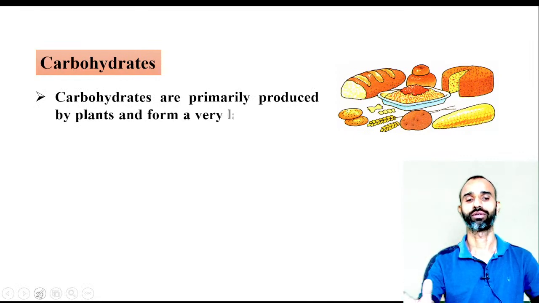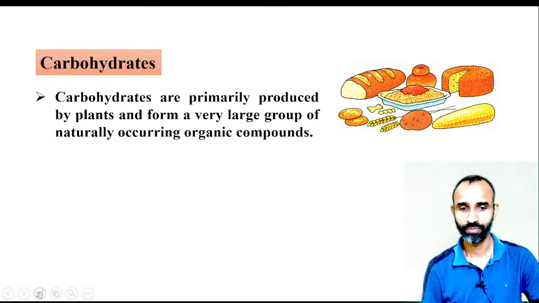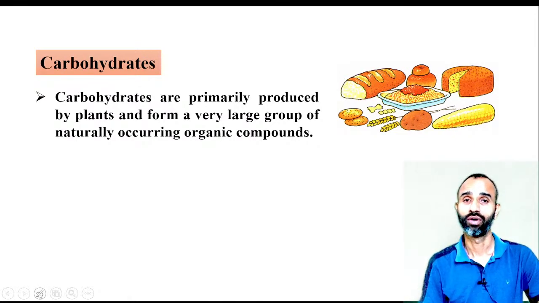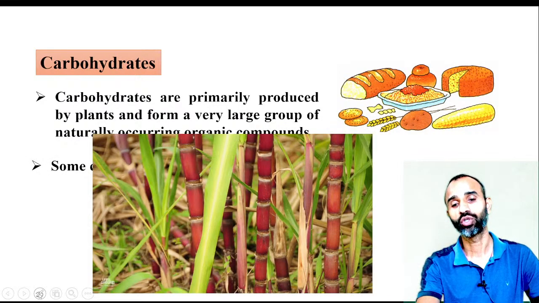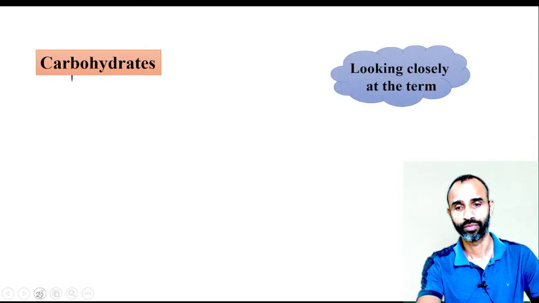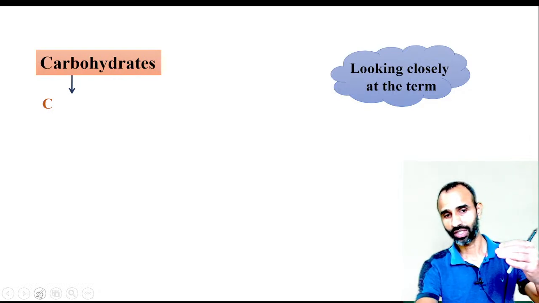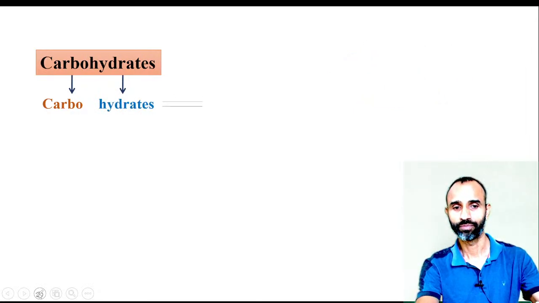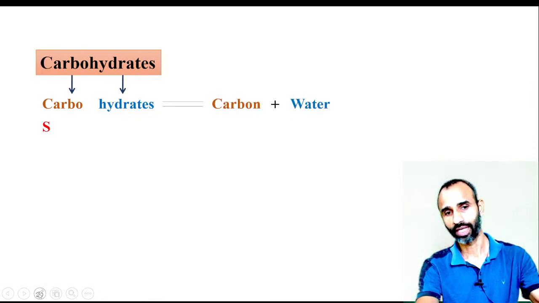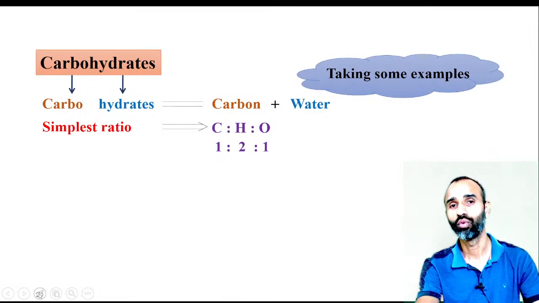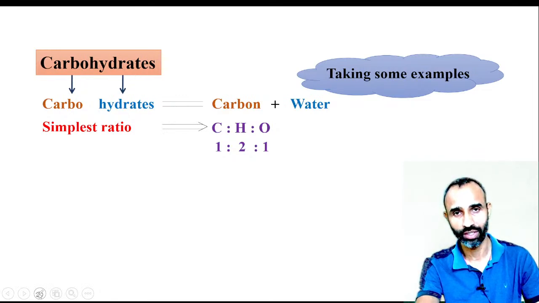So carbohydrates, they are produced generally by plants, and most of them are naturally occurring organic compounds. Examples are sugarcane, glucose, starch. Carbohydrate, as the name suggests: carbo means related to carbon, and hydrate means water. So carbon plus water leads to this name, carbohydrates, and generally the simple ratio is 1 to 1, H2O, like C6H12O6, C12H22O11. Generally the ratio is almost 1 to 1.